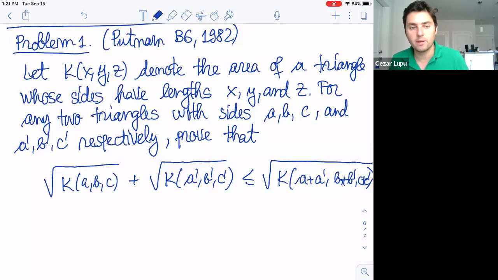You have K of X, Y, Z is the area of the triangle whose side lengths are X, Y, and Z. Well, if you think about it, what options do I have? Just use Heron's formula, because Heron's formula is a formula that expresses the area of the triangle in terms of the side lengths of the triangle. So why not use this? Okay. And then you will see that something happens.